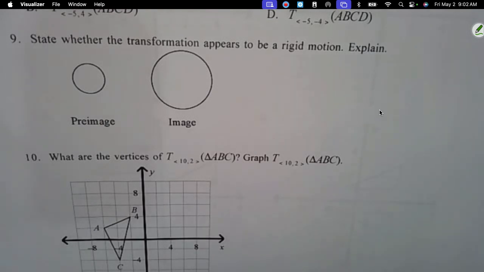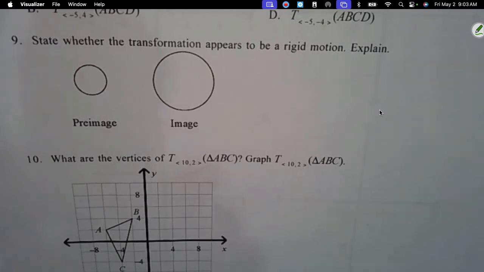Actually, it didn't shrink, it got bigger. But if it changes size, the answer is no. Rigid motion means you just move it. That one was not moved. That one was dilated, so it's no. Are we good with that? Okay, and it says explain, so make sure you earn your credit. No, it changed size. Something like that. All right.